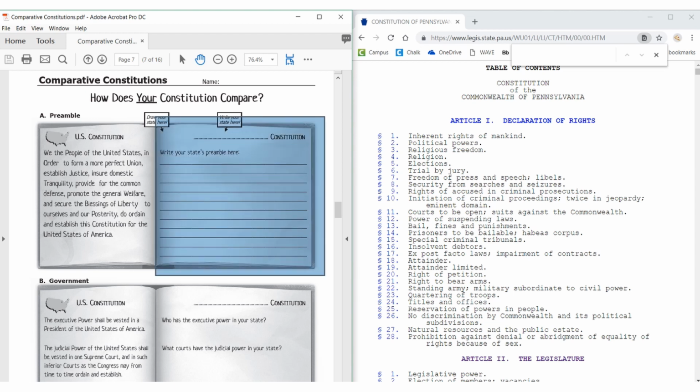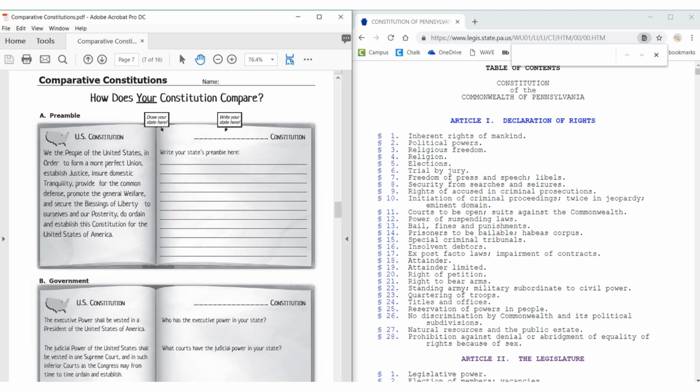So the United States Constitution's preamble is, "We, the people of the United States, in order to form a more perfect union, establish justice, ensure domestic tranquility, provide for the common defense, promote the general welfare, and secure the blessings of liberty to ourselves and our posterity, do ordain and establish this Constitution for the United States of America."